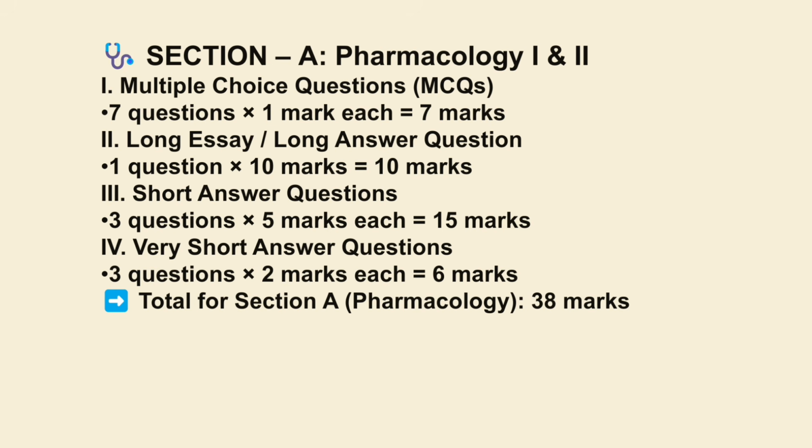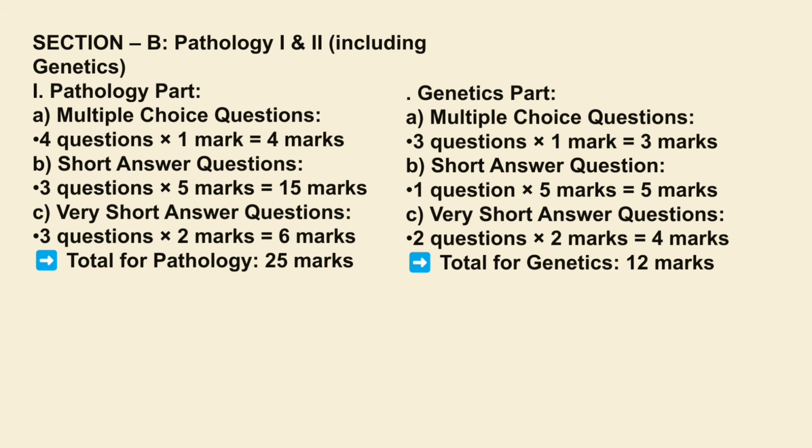So for Pharmacology, in total you have 38 marks. Remember one thing, you won't get any choice for any question in Pharmacology. So Section A carries 38 marks, only Pharmacology. Now in Section B we have Pathology 1 and 2 and Genetics.